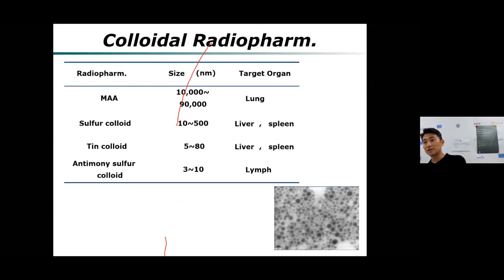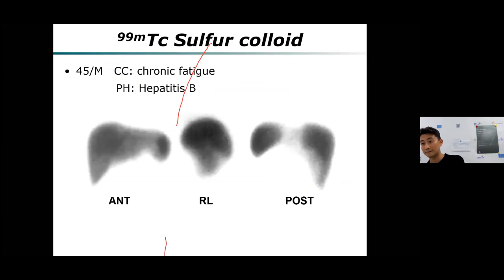Another example is colloidal radiopharmaceuticals using macroaggregated albumin, sulfur colloid, tin colloid and antimony sulfur colloid, with technetium and rhenium. In this case, the making procedure shows the possibility of intrinsic labeling conditions. That kind of labeling technique is really stable right after making this kind of structure. So we can use these radiopharmaceuticals to target lung, liver, spleen, or lymph node.